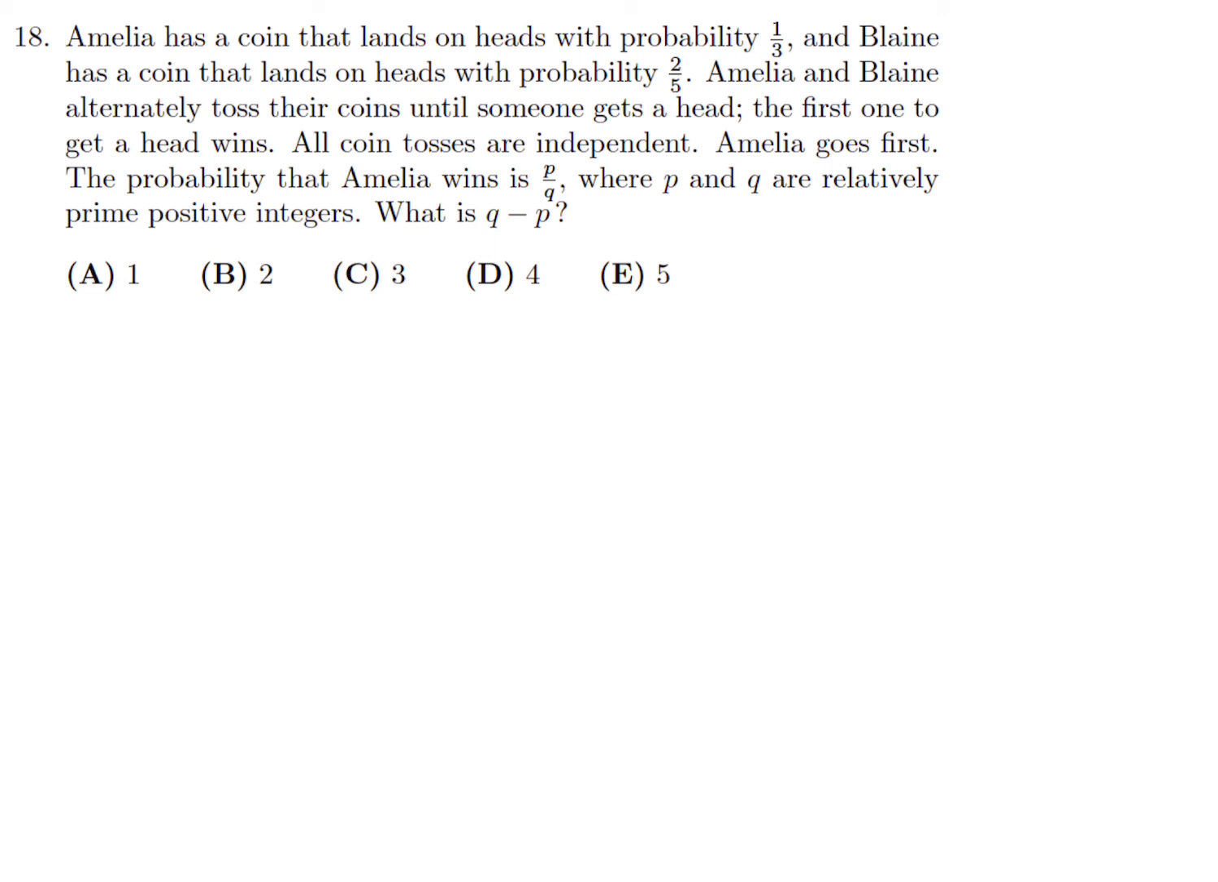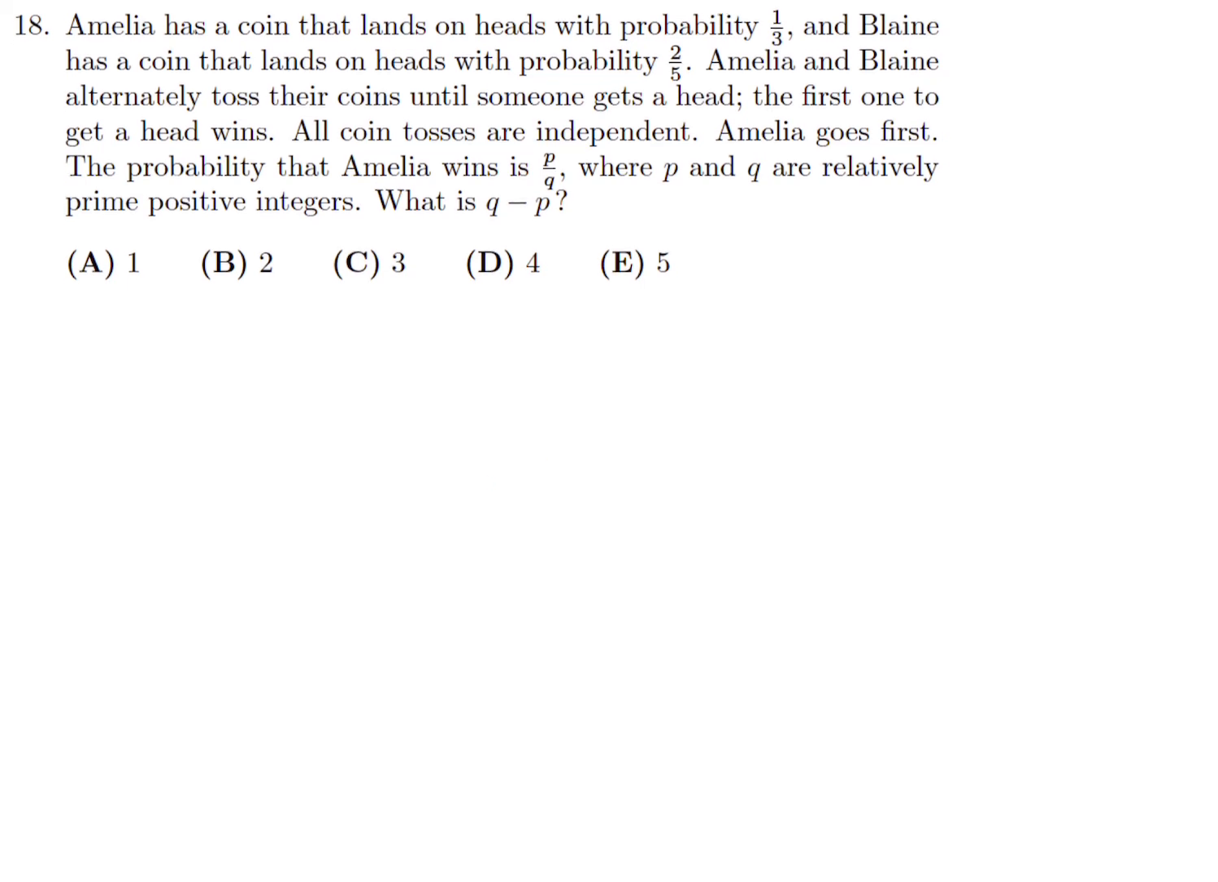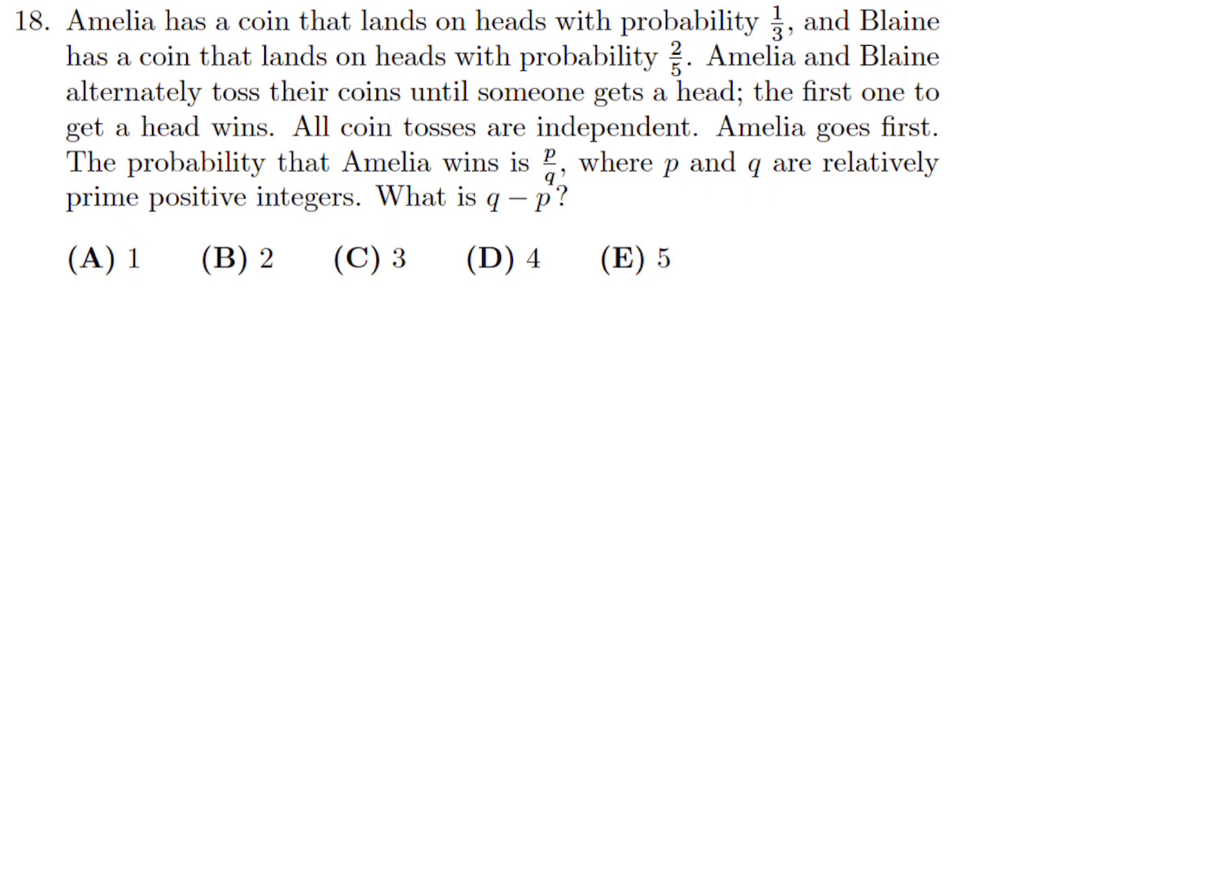Amelia has a coin that lands on heads with probability a third, and Blaine has a coin that lands on heads with probability 2 over 5. Amelia and Blaine alternately toss their coins until someone gets a head. The first one to get a head wins. All coin tosses are independent. Amelia goes first. The probability that Amelia wins is P over Q, where P and Q are relatively prime positive integers. What is Q minus P?